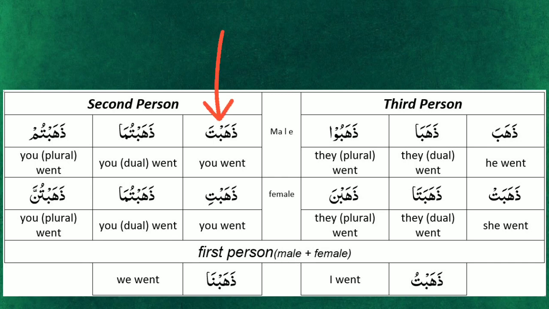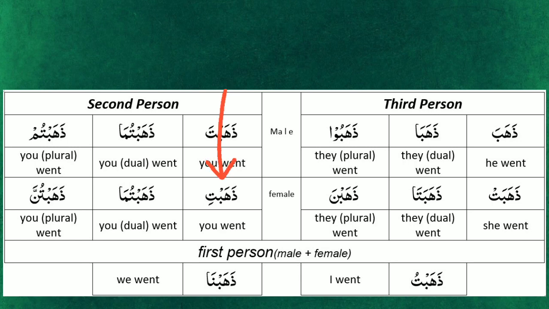So first form here is Zahabta. Zahabta means you went. When you are talking to a singular male, then you will use Zahabta, which means you went. And if you are talking to dual male, then you will use Zahabtuma. And if you are talking to more than 2 male, to more than 2 boys or 2 men, then the form which you will use is Zahabtum.